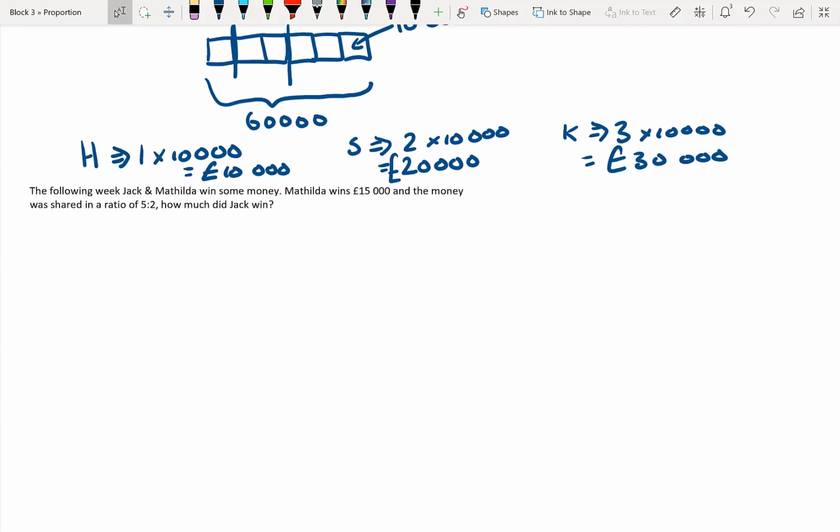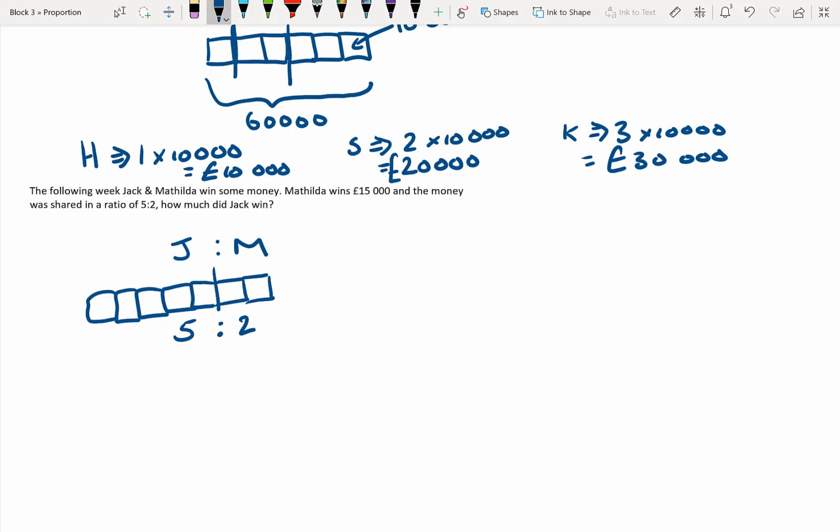Okay, finally, looking at Jack and Matilda. Again, they've also come into some money. Matilda wins £15,000 and the money was shared in the ratio of 5 to 2. How much did Jack win? So this time what we've got is we've got Jack to Matilda, and we've got 2 parts in Matilda. We've got 1, 2, 3, 4, 5. So I've got my ratio there, 5 to 2.